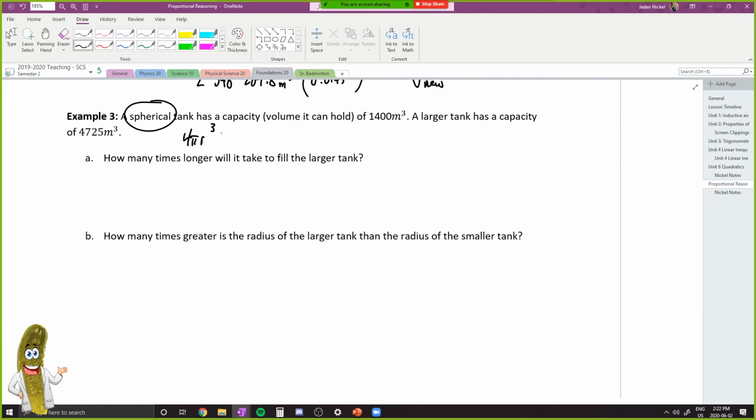A larger tank has a capacity of 4,725 meters cubed. The first question that we're asked is how many times longer will it take to fill the larger tank? And for that, what I'd like to know is what the K value is for this. I want to know how much bigger the one tank is as compared to the other.